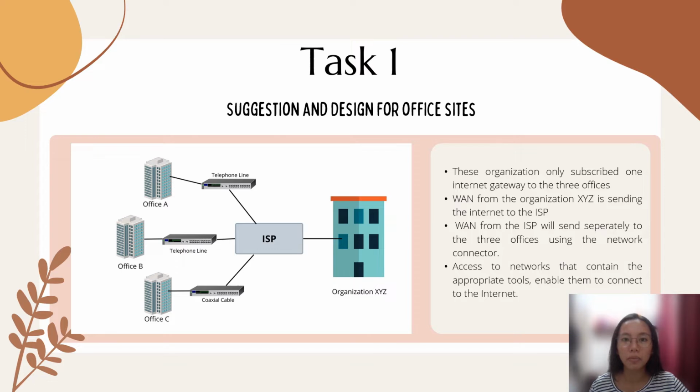We represent task 1, which is the suggestion and design for the network components for the three offices. This organization will only subscribe to one internet gateway for the three offices. The one from the organization XYZ will send the internet to the ISP. The one from the ISP will send separately to the three offices using the network connector. It will access the networks that contain the appropriate tools and also enable them to connect to the internet.